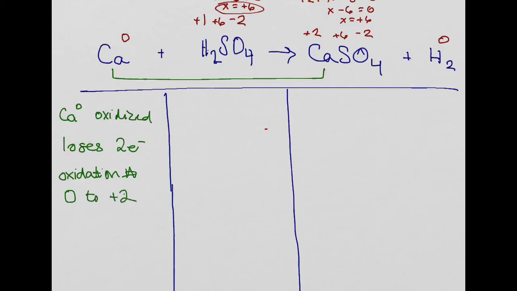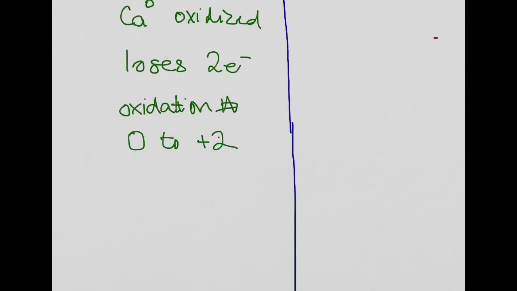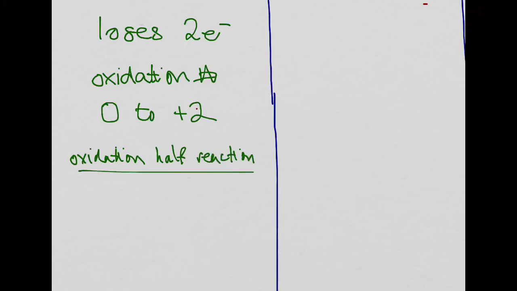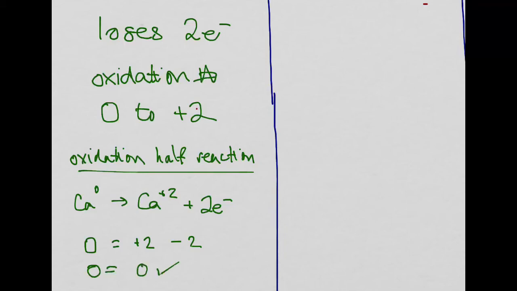to +2. Okay, if we were to write out the oxidation half reaction, it would go something like this. It starts off with calcium with a charge of 0, and then it becomes calcium with a charge of +2. I have lost 2 electrons, and I will indicate that by writing +2e minus. I can also check to see if this half reaction is balanced. The charge on the left-hand side of the arrow is 0. And the charge on the right-hand side of the arrow is +2 and -2, which also adds up to 0.